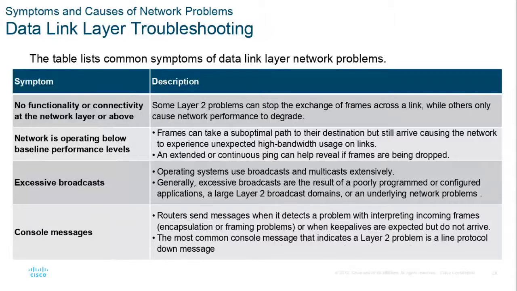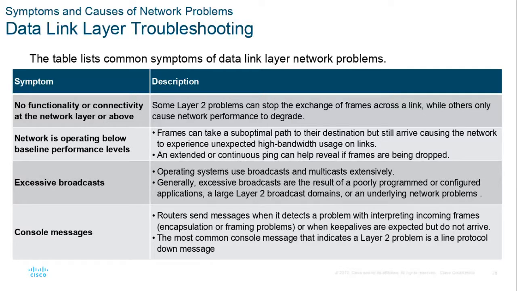If there's no functionality at the network layer or above, it's a layer 2 data link layer problem that stops frames being sent across the link. Others only cause network performance to degrade, and that could be at the network layer. If the network is operating below the baseline levels you previously measured, maybe a path has been lost and you're using a suboptimal path.